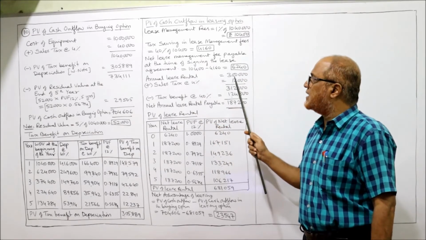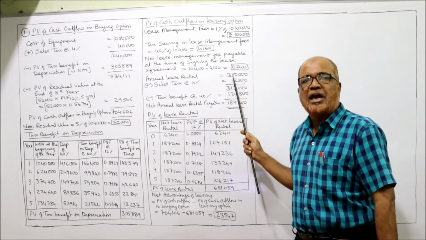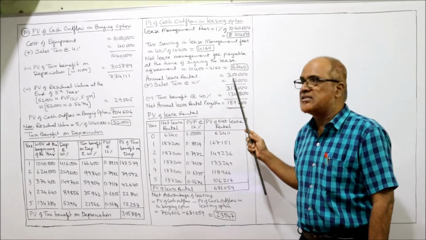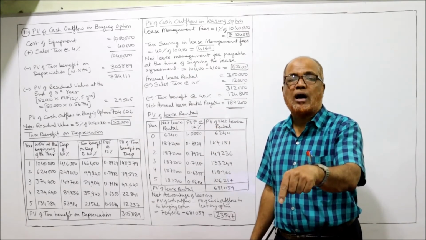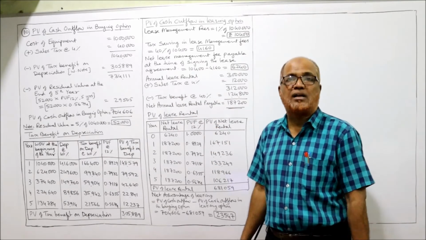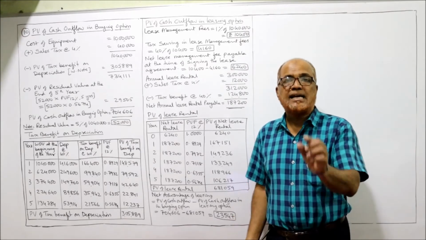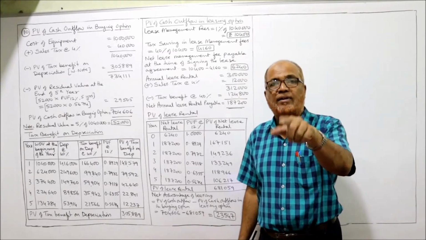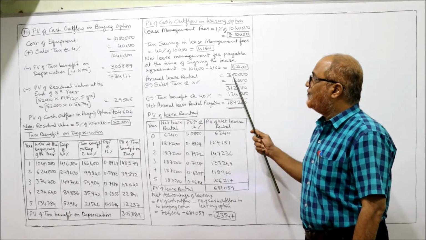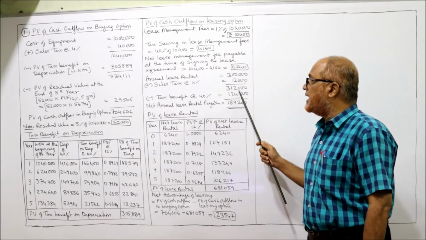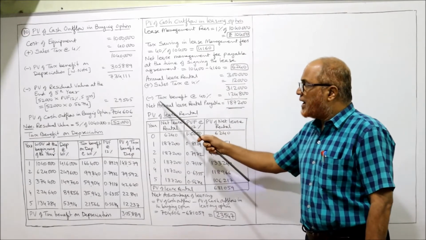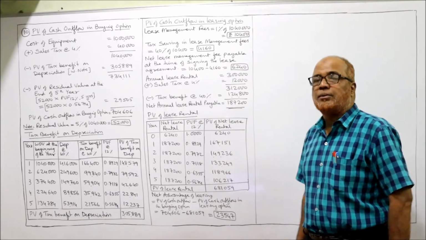Now the annual lease rental is 3 lakh rupees. It is given in the problem. Every year 3 lakh rupees annual lease rental plus sales tax. Sales tax will be applied to the lease rental as well. It is given in the problem. Sales tax is applicable even to the lease payment. So 4% of 3 lakh, 12,000 rupees, is the sales tax. Total 3 lakh 12,000, minus the tax benefit at the rate of 40%.